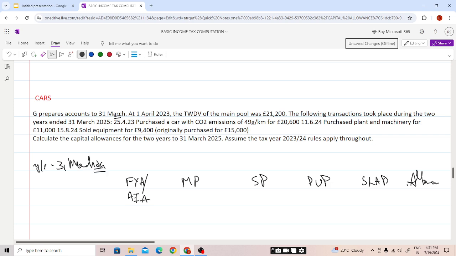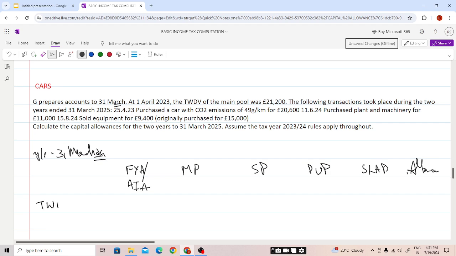The tax written down value brought forward, students, for the main pool is 21,200. The following transactions took place during the 2 years ended 31st March 2025. So for 2 accounting periods, the following transactions took place.